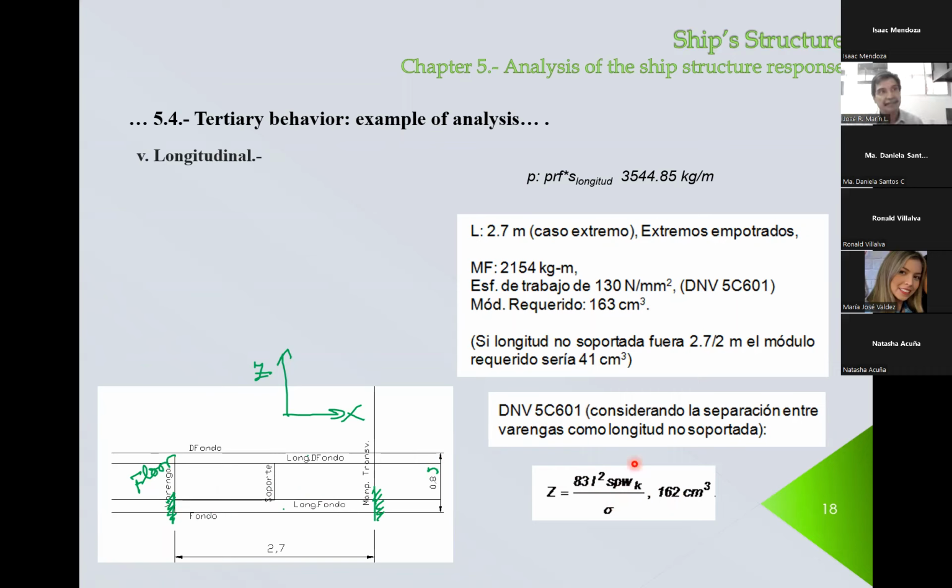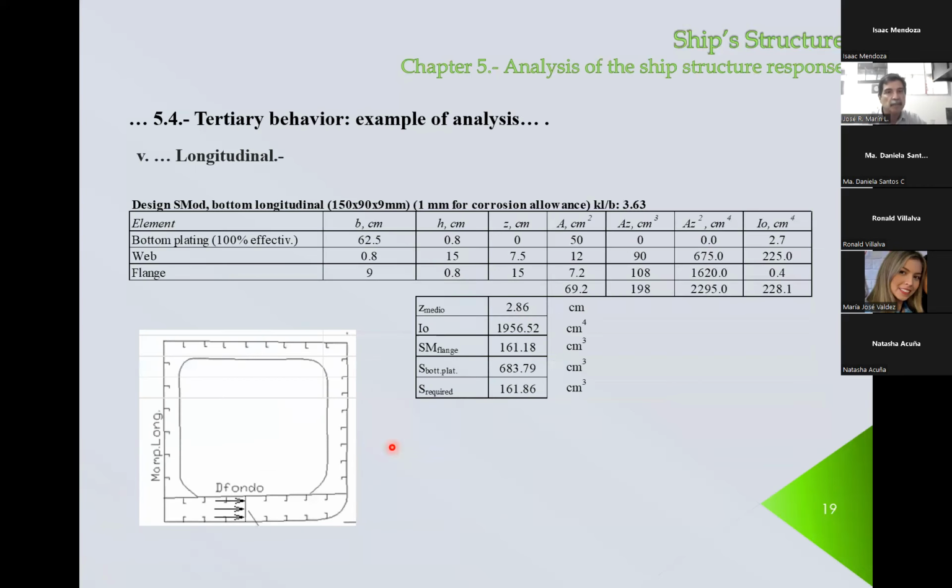Of course, once you see these, immediately you start thinking, okay, this is bending. Calculate here the Z. You need to include part of the plating to which this web is welded. That's the effective breadth. We will talk about that in the next session.